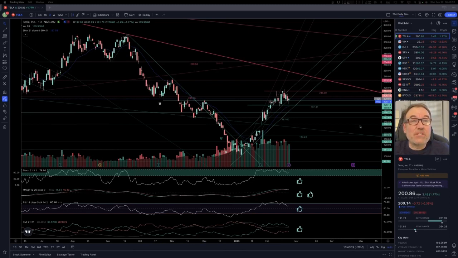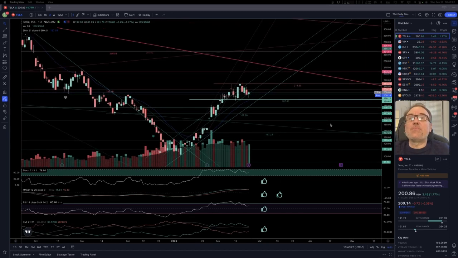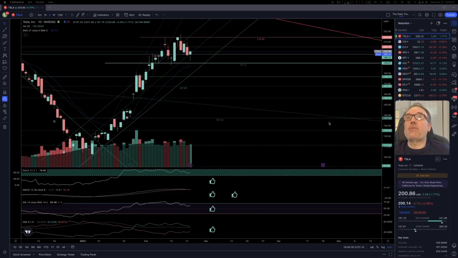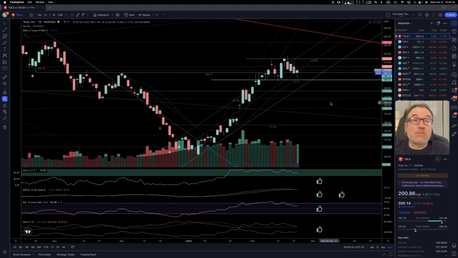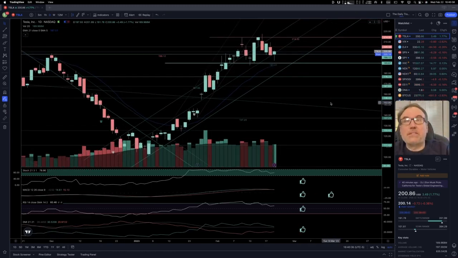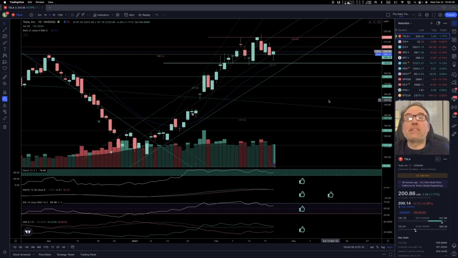So Tesla today is up $3.49. That's 1.77%. Closed at 286. Post market, we seem to be down by 72 cents. So let's look at what we have here on the chart.